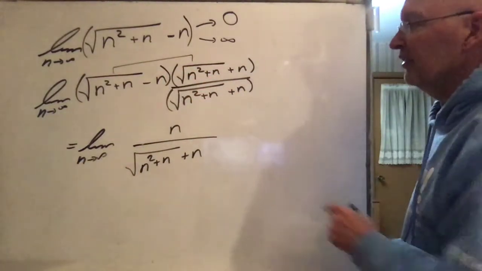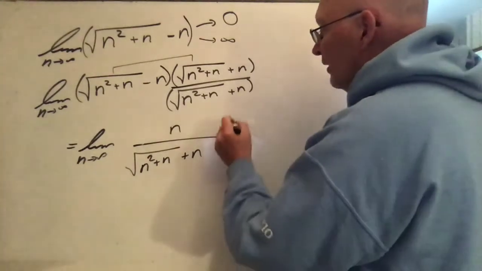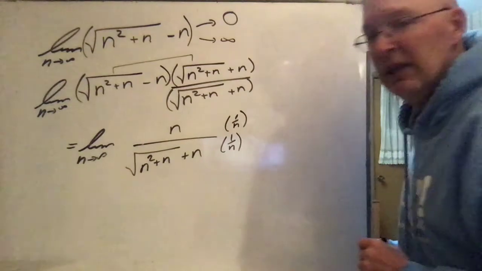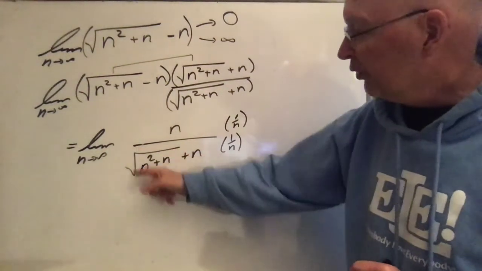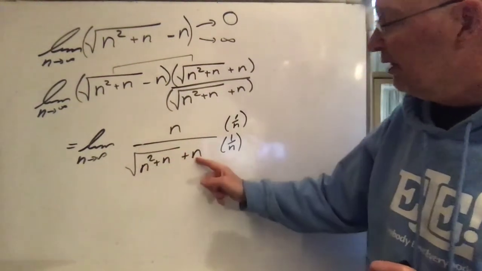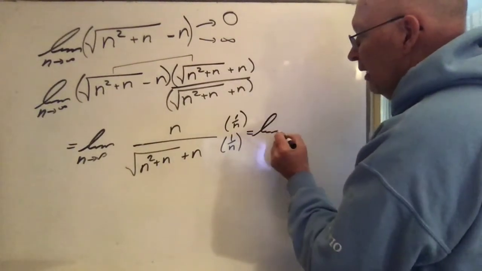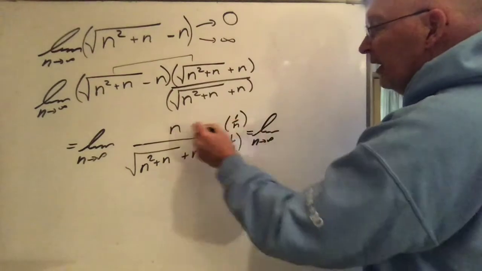And now I can do the same thing as I did in that previous problem. I can divide both the top and the bottom by the highest power of n on the bottom. The highest power of n on the bottom is the square root of n squared, which is n. There's another n. So I divide by that, and watch what happens. Take the limit as n goes to infinity, you get a 1 on top.